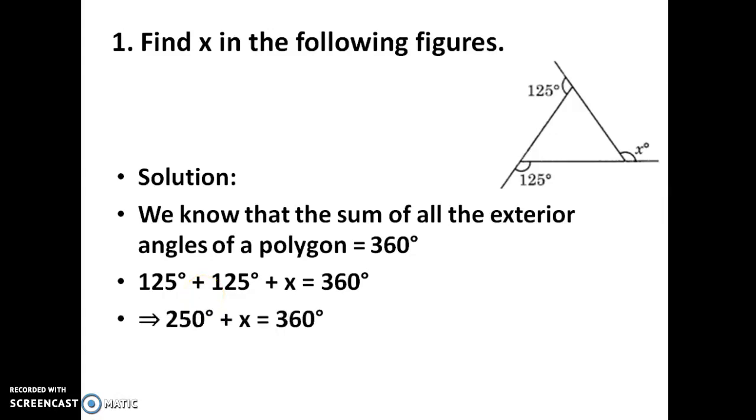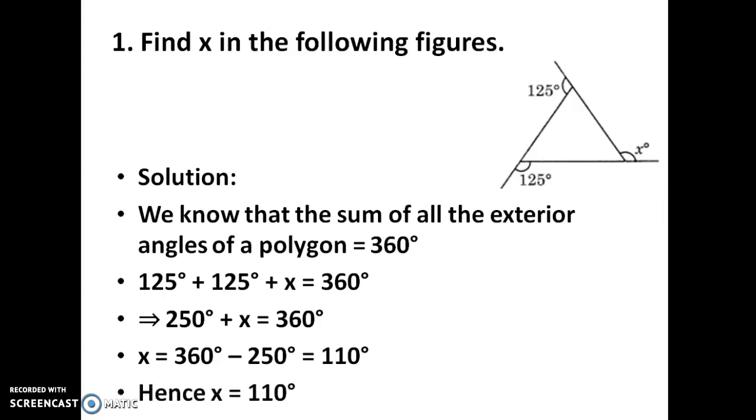Okay, so 125 plus 125 is 250, plus x equals 360. So x is equal to 360 minus 250, which equals 110 degrees. Okay, that's the answer for x. Hence x is equal to 110 degrees.